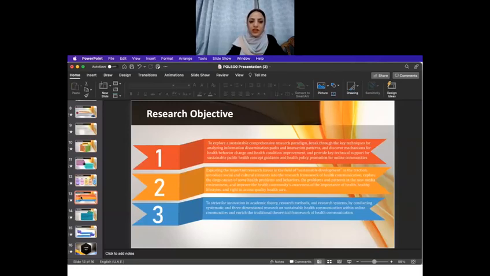To explore a sustainable comprehensive research paradigm, exploring the important research issues in the field of sustainable development, to strive for innovation in academic theory, research method, and research system as well, by conducting systematic and three-dimensional research on sustainable health communication within online communities, and enrich the traditional theoretical framework of health communication.